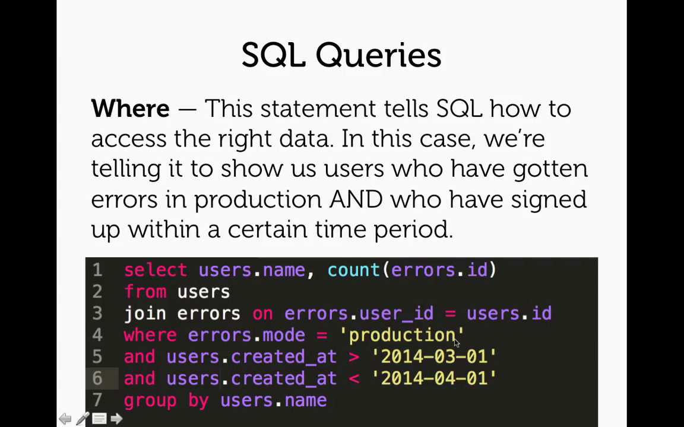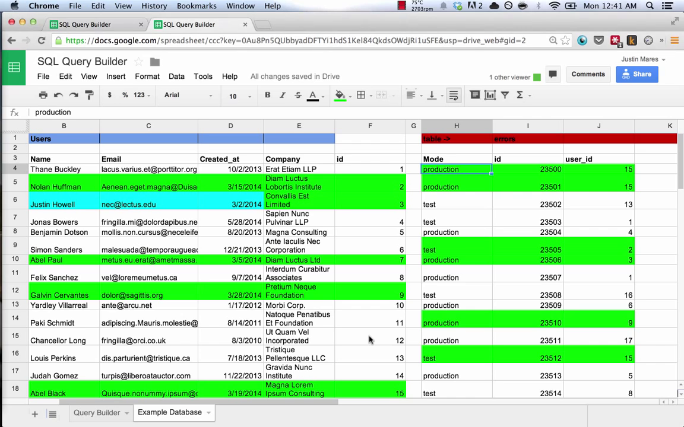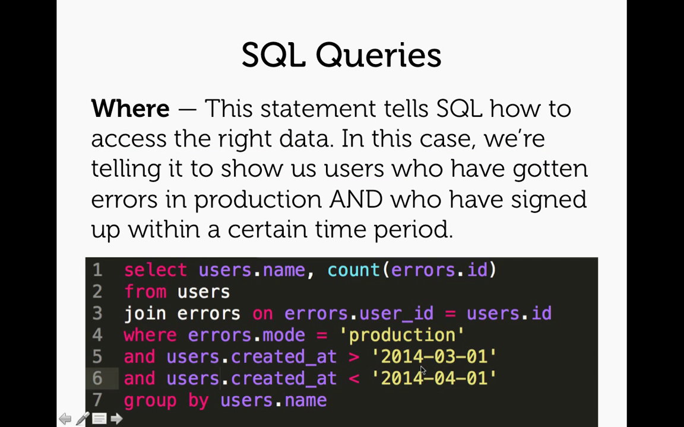Quick note, the quotation marks are actually important. It means that SQL will treat this as what's known as a string. Instead of trying to read production, it will use whatever is between those two quotes and match it to whatever is in here. So what it's saying is where the mode column in the errors table equals production, and so the where and the and statements are all connected. So show me all of the users that fill these three conditions.